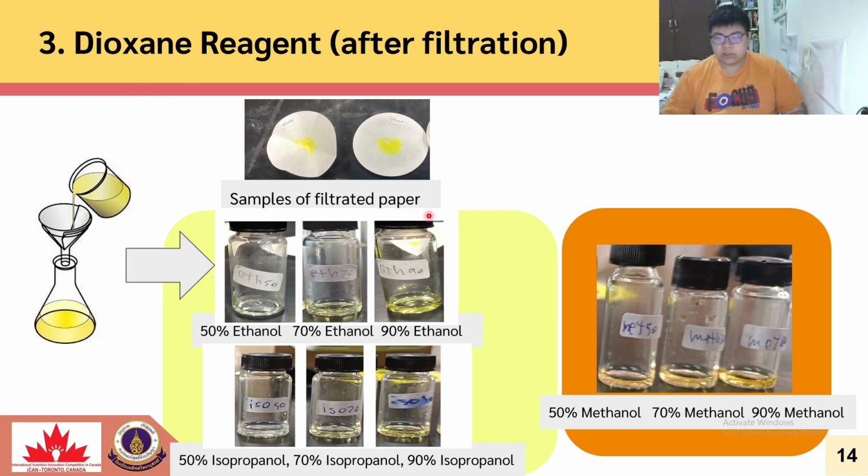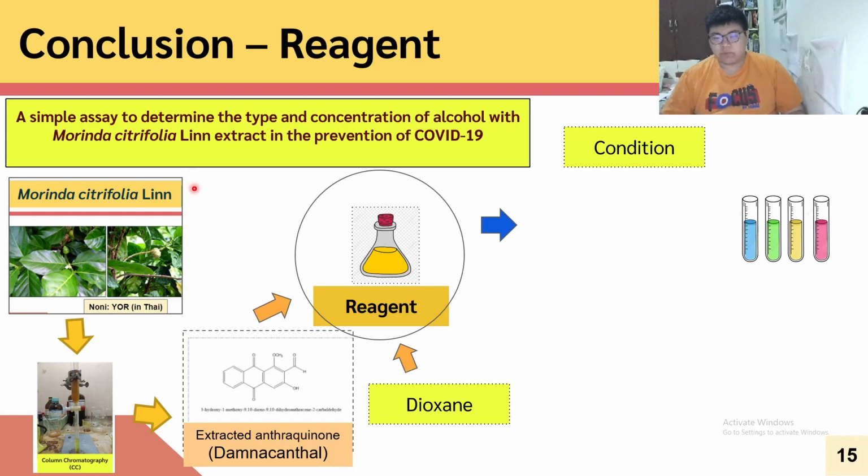After filtration, we found that methanol results in an orangish color compared to the light yellow found in ethanol and isopropanol. Then, the yellowish color is found to be a gradient according to alcohol concentration. The darker yellow equates to higher alcohol concentration. In conclusion, we have developed a reagent formula to test alcohol type and concentration utilizing an anthraquinone derivative extracted from Morinda citrifolia stem by using dioxane as a solvent.